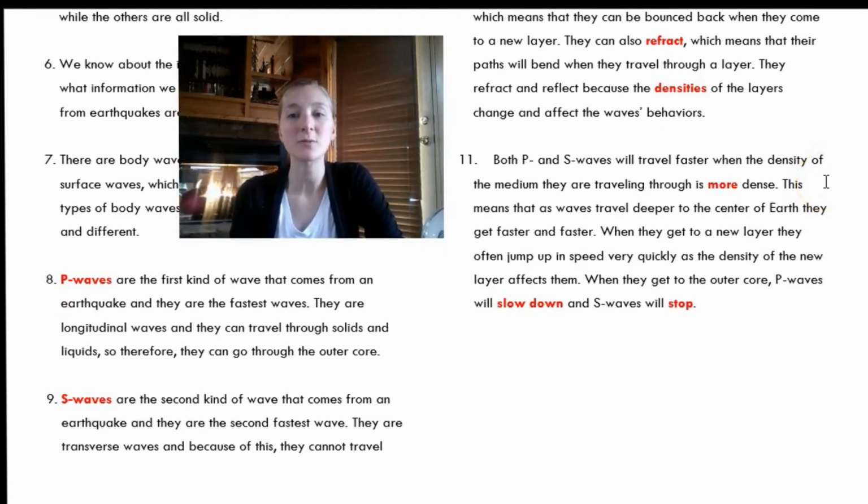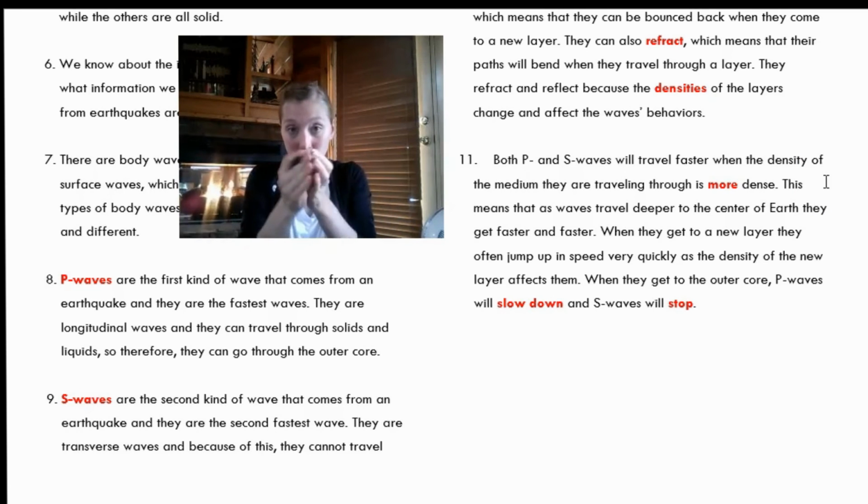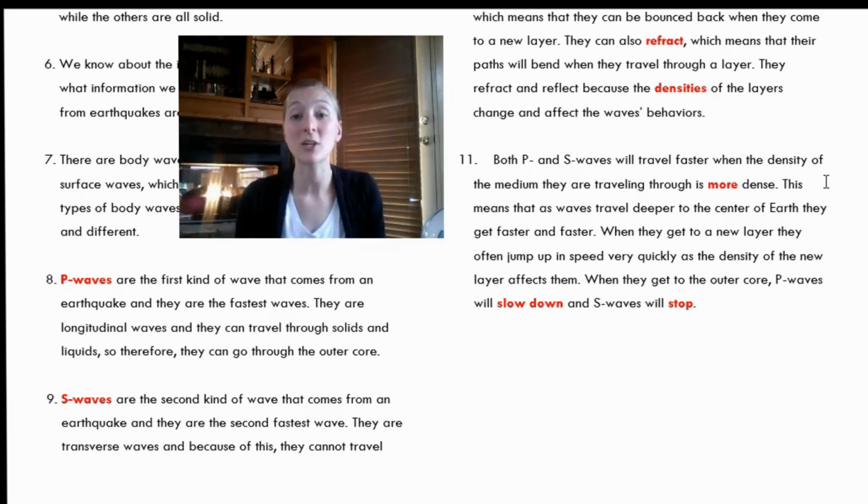Both P and S waves will travel faster when the material is more dense. So the more tightly packed together mechanical waves, which include earthquake and sound waves, will travel faster. This means as waves travel deeper to the center of Earth, they get faster and faster and faster. When they get to a new layer, they often jump in speed very quickly as the density of the new layer affects them. When they get to the outer core, P waves will slow down and S waves will stop.